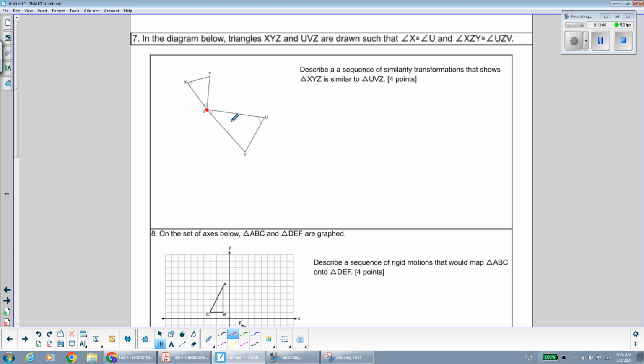So I'm going to write here a rotation, a clockwise rotation centered at point Z. And then I need a degree measurement. But I don't know exactly how many degrees we're rotating this by.